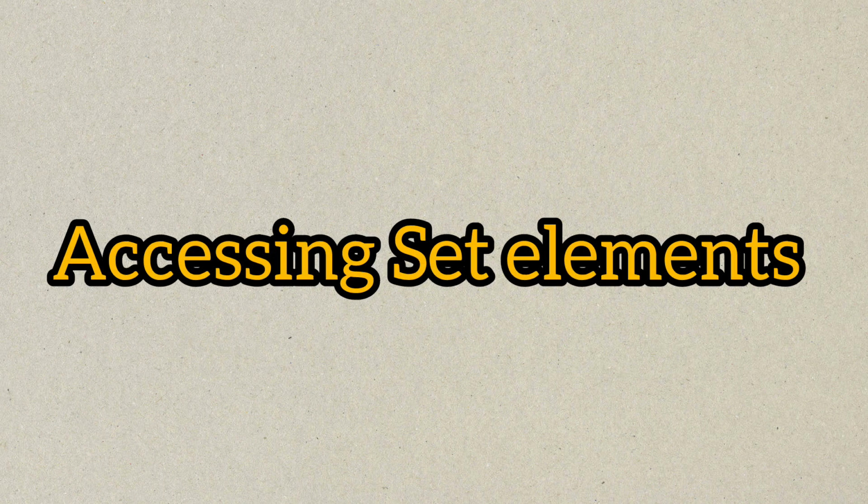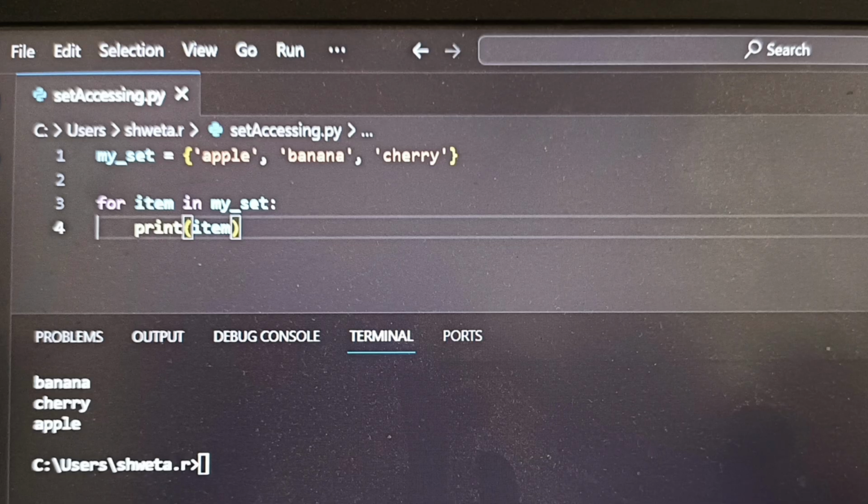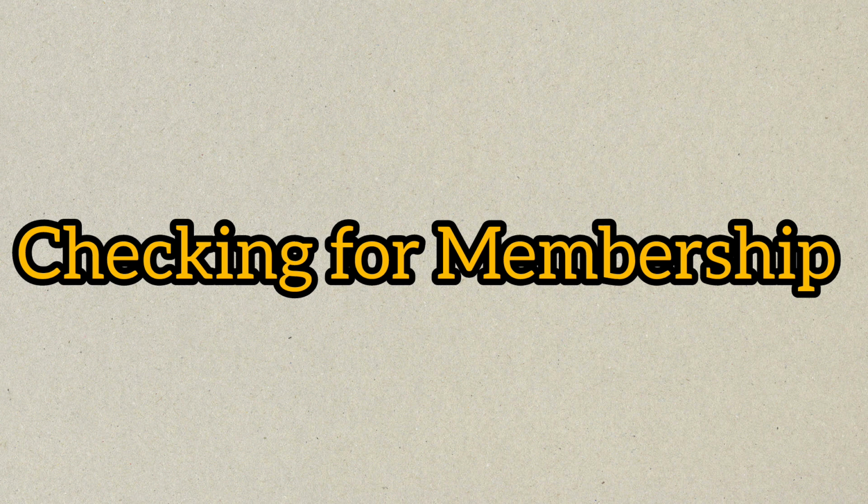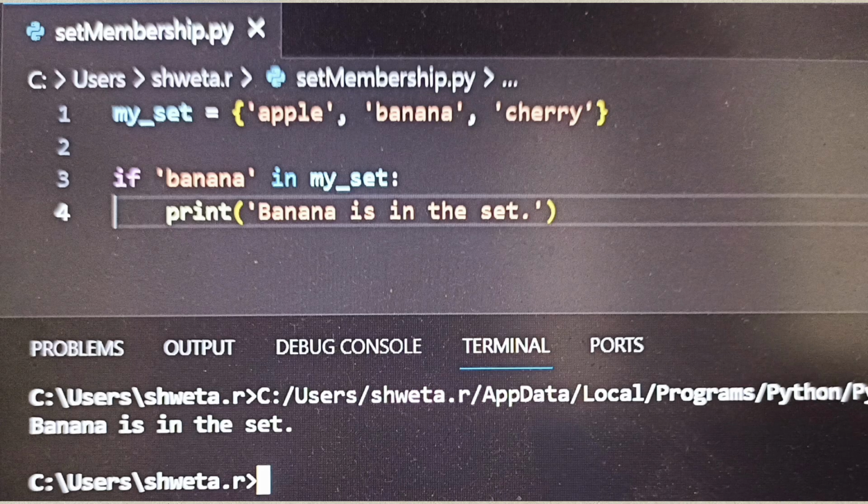Next is accessing set elements. Set does not support indexing like list and tuples. To access set elements, you can make use of a for loop. For example, here we have created my set and we are accessing its elements using a for loop. Next is checking for membership. You can check if an element is present in a set using the in keyword. For example, here we are checking the element banana in the set using the in keyword.